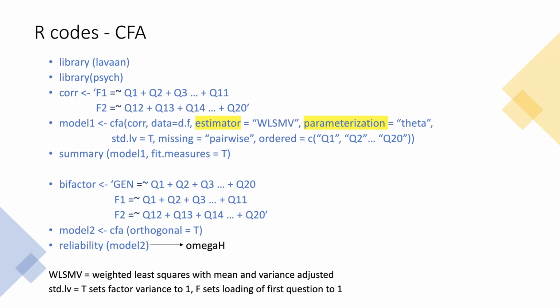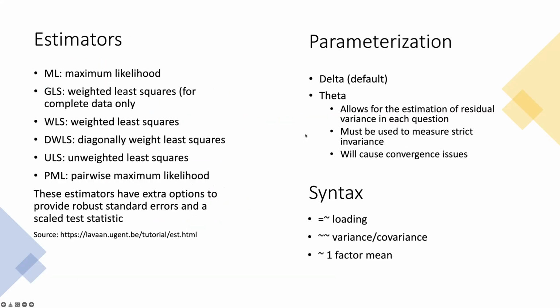And yeah, so it's a level. And so for my estimator, I use the weighted least squares with mean and variance adjusted. This was suggested by almost all the articles I've read for categorical variables. And for the different estimators, there are tons of them, and I am not really an expert on what each of these means, but I do have the source down here.